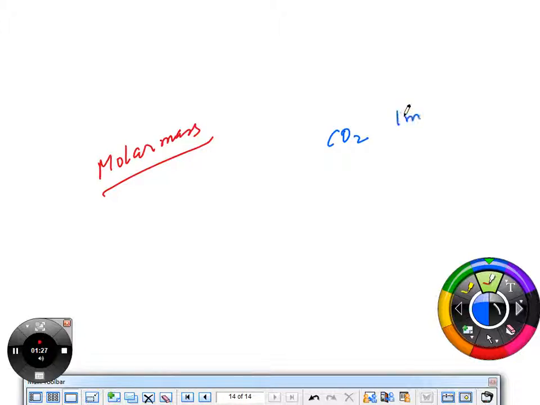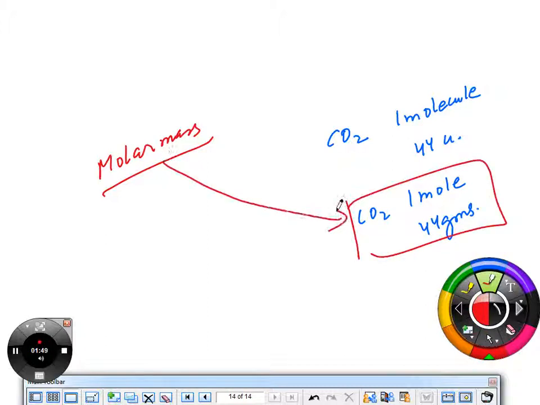CO2 one molecule, its mass is 44 U. CO2 one mole mass is 44 grams. 44 grams for 1 mole. So this is molar mass. Mass for 1 mole is molar mass.